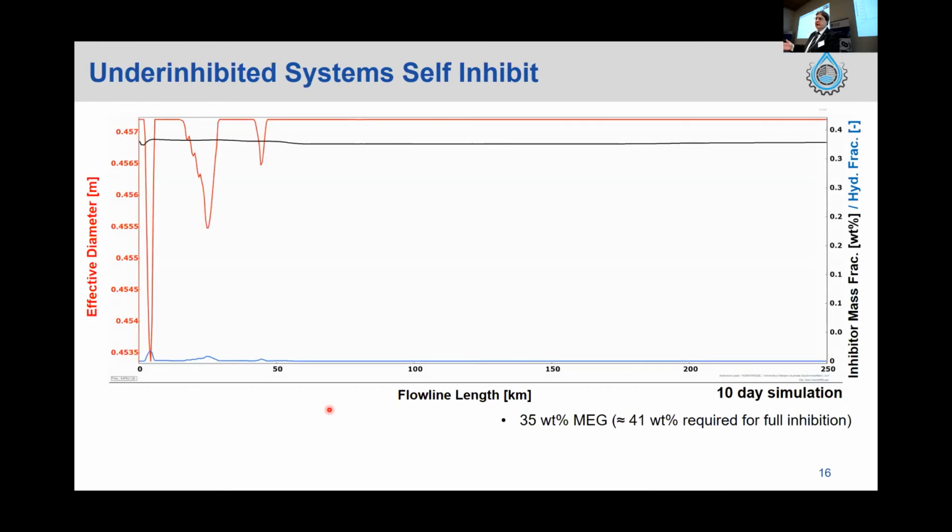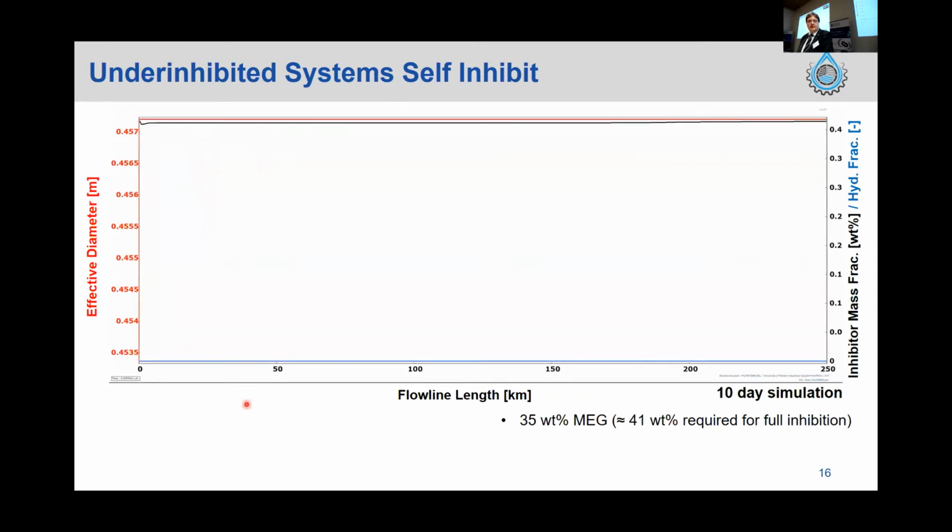If we look at the other end of things, what happens when we do a little bit of underinhibition? So we need 41 weight% meg to fully inhibit this system. This is going to be a simulation with 35 weight% meg. And again, we're looking at flow line length for a 10-day simulation. Red is once again our effective diameter. Blue is once again our hydrate fraction. And this time in black, we have our inhibitor mass fraction. So the initial condition here is that we have a fully inhibited system.